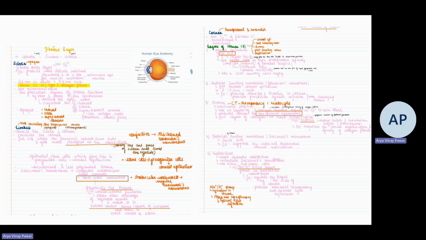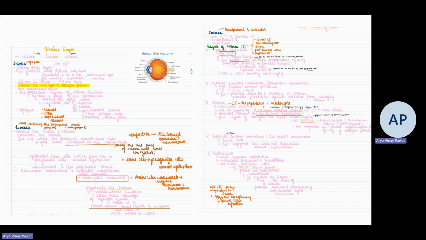And now in the limbus, we actually observe different changes, different variations in the Bowman's and the Descemet's membrane. And why do we see them? We'll talk about them. So first of all, around the Descemet's membrane, which is the anterior limiting membrane, we can see that the Bowman's.